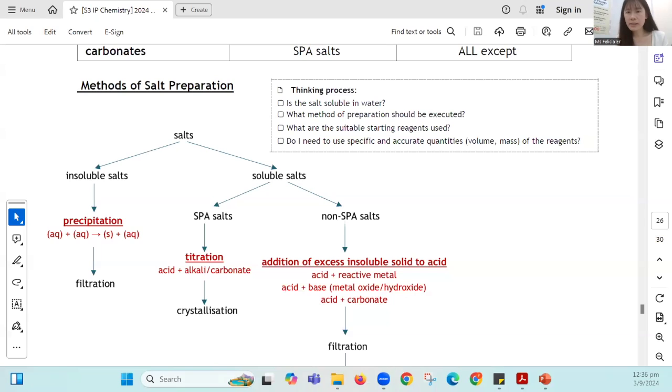So A is asking, is calcium compound soluble in water?